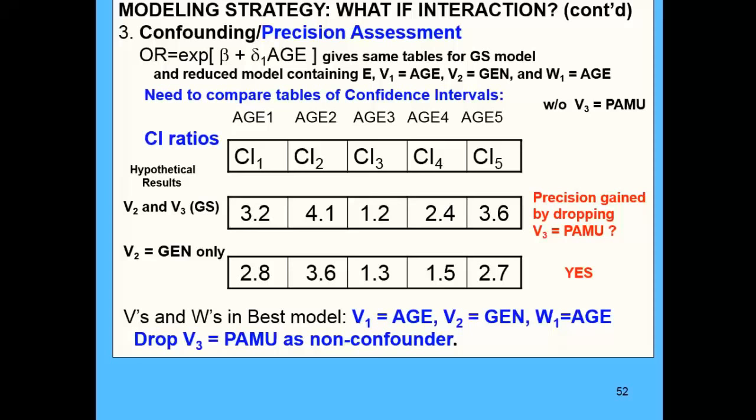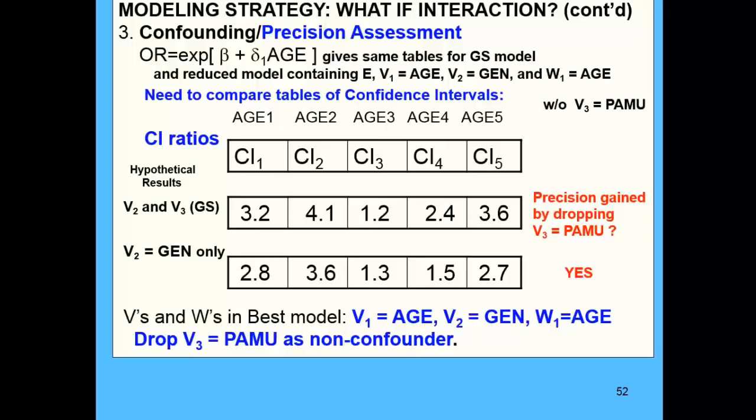But that doesn't mean you can't try. That's what I've tried here. I've said, well, if you do try to look at confounding and interaction, you might get a better answer than the gold standard model. So that's where we're at. What we've done so far is we've talked about a single exposure variable, and we've talked about no interaction and interaction and how to come up with the best model.